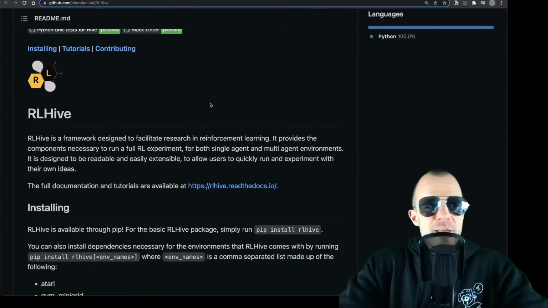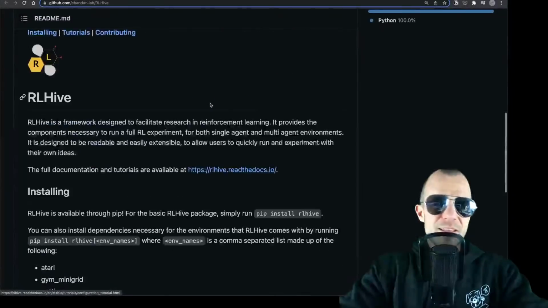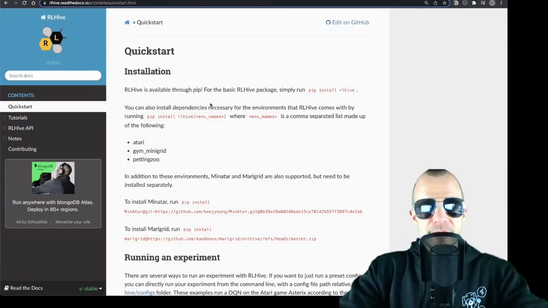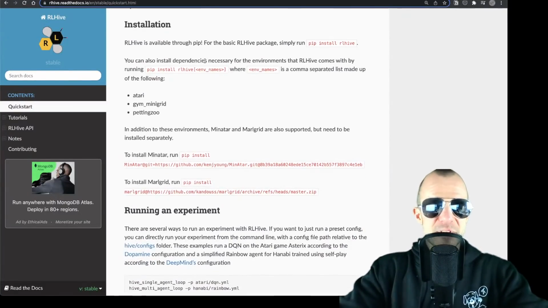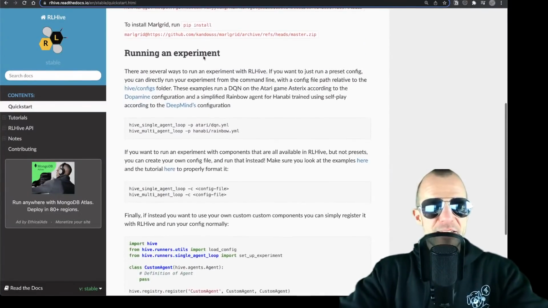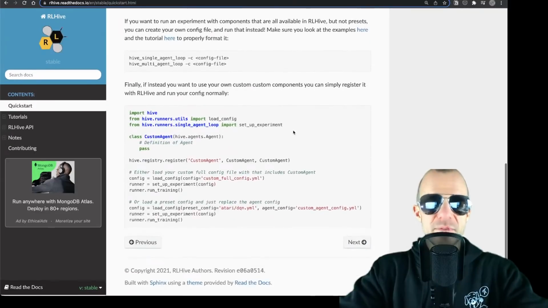And therefore, if you are unsatisfied with all the RL libraries so far, then give RL Hive a try. It has neat documentation with some quick start experiments, and it is easy to run single and multi-agent reinforcement learning tasks.